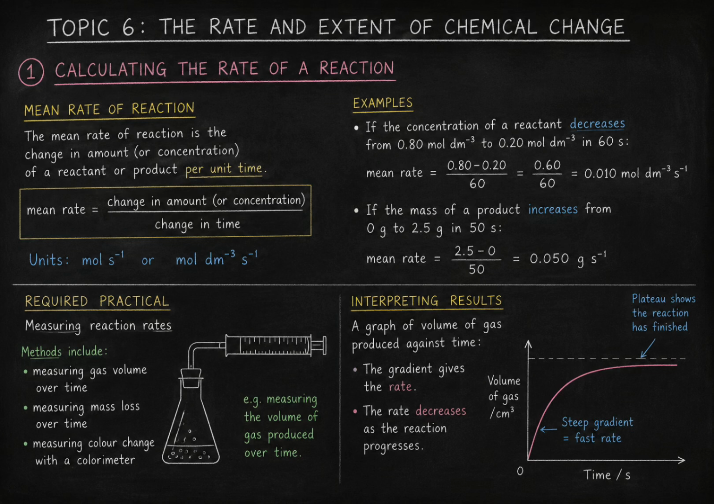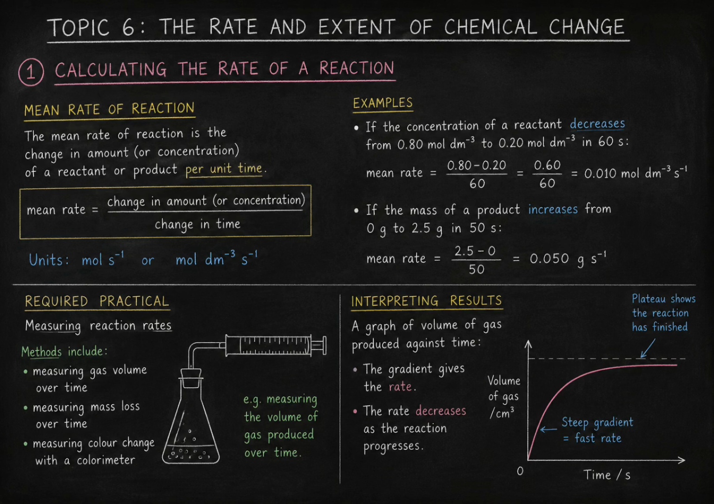Two quick examples. If a reactant goes from 0.80 to 0.20 moles per cubic decimeter in 60 seconds, that's 0.80 minus 0.20 over 60, which is 0.60 over 60 equals 0.010 moles per cubic decimeter per second. If mass goes from 0 to 2.5 grams in 50 seconds, that's 2.5 over 50 equals 0.050 grams per second.